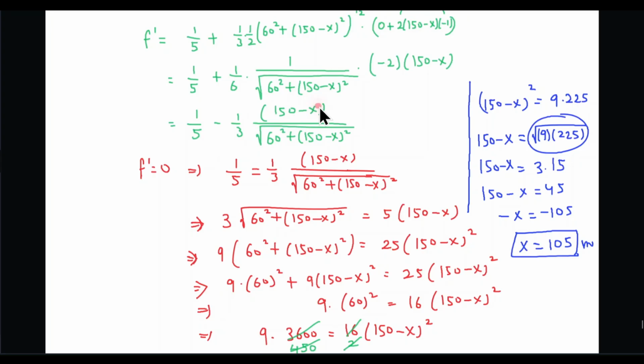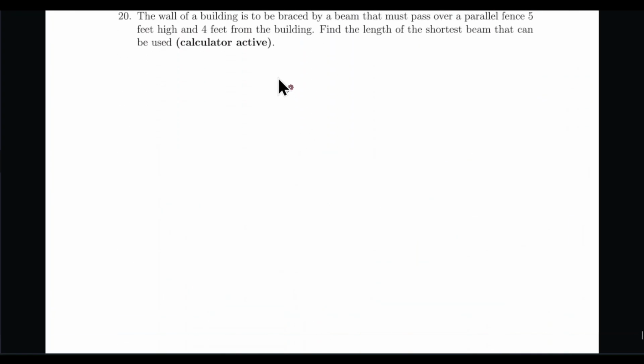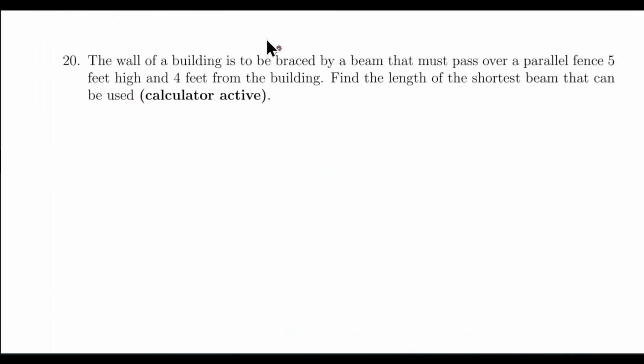And if you put just 0, in fact, this will make everything this much greater and it will become negative. So it is going from negative to positive, so it has to be a minima. Okay. And finally, the last question, this is calc active, thank God.